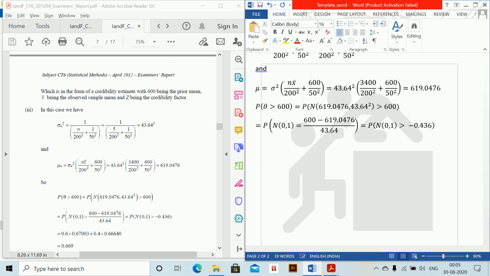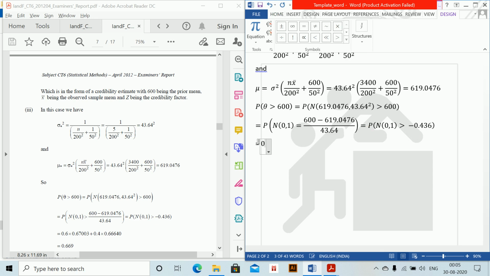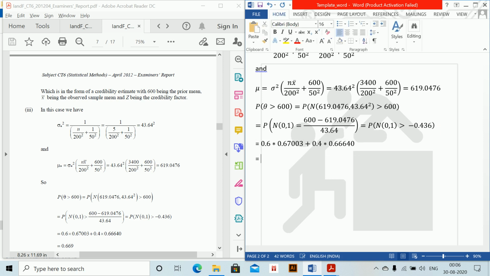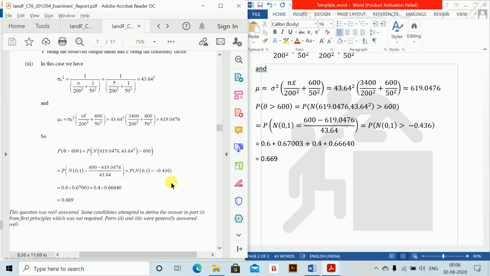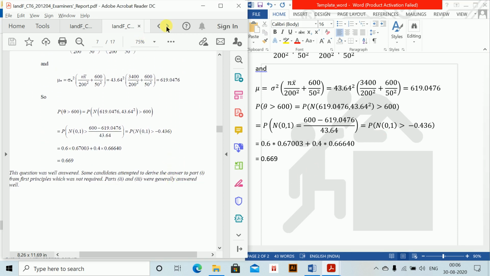Hence, this is equal to 0.6 into 0.67003 plus 0.4 into 0.66640, which equals 0.669. So hence this is the probability. Okay, coming down to the next question.